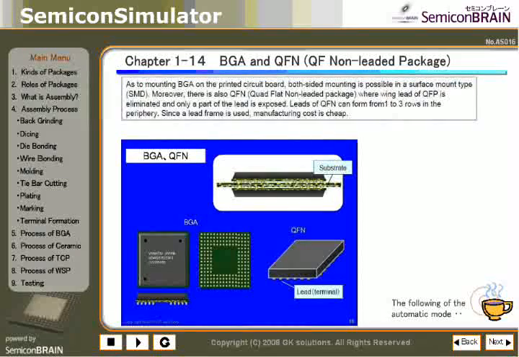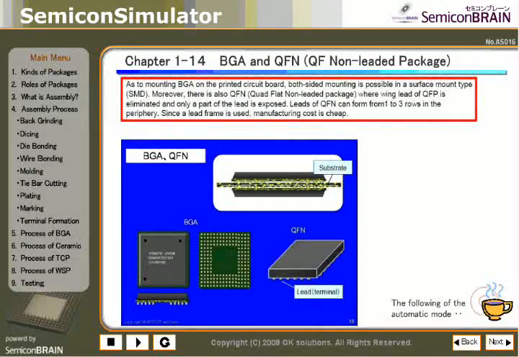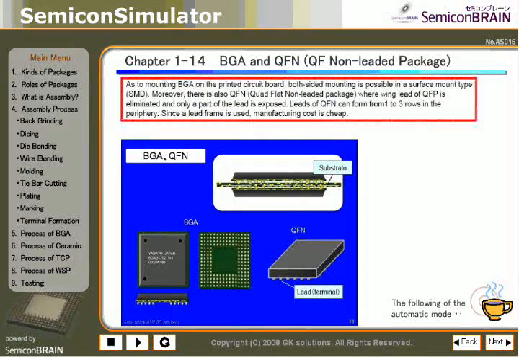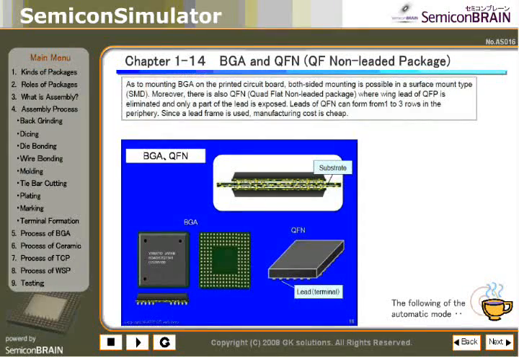Chapter 1-14 BGA and QFN non-leaded package. As to mounting BGA on the printed circuit board, both-sided mounting is possible in a surface mount type SMD. Moreover, there is also QFN, quad-flat non-leaded package, where the wing lead of QFP is eliminated and only a part of the lead is exposed. Leads of QFN can form from 1 to 3 rows in the periphery. Since a lead frame is used, manufacturing cost is cheap.